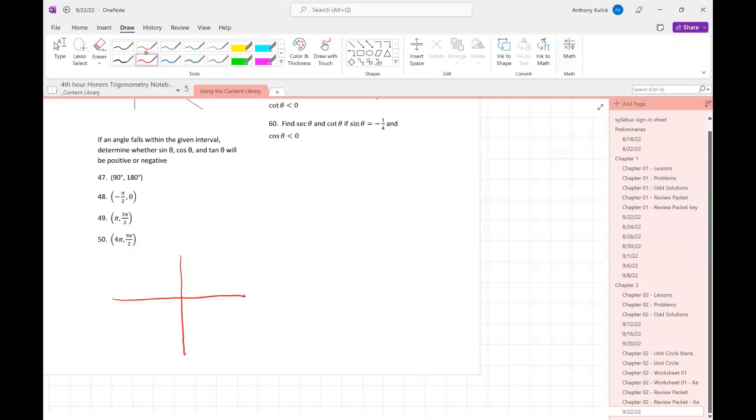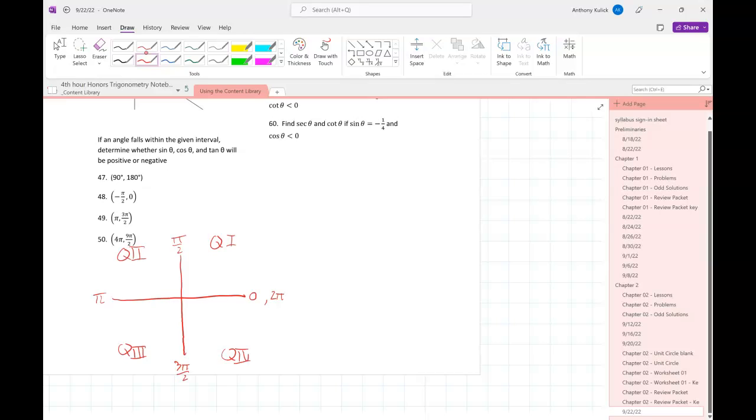All right. So for 47 through 50, it's just asking us whether sine, cosine, or tangent are going to be positive or negative in this interval of angle measures. So basically all I want to do is figure out where this interval of angle measures is. Is it in quadrants 1, 2, 3, or 4? So I notice in 50, this is in radians. So radian starts here at 0 radians, and I rotate to the left because I notice these are positive values. So then it's at pi over 2, pi, 3 pi over 2, 2 pi.